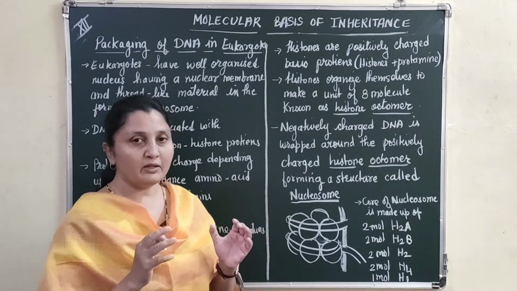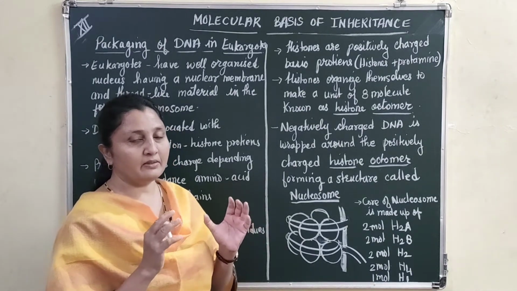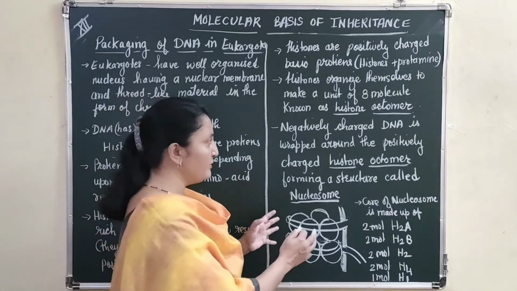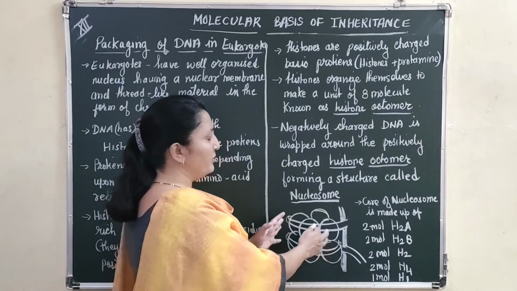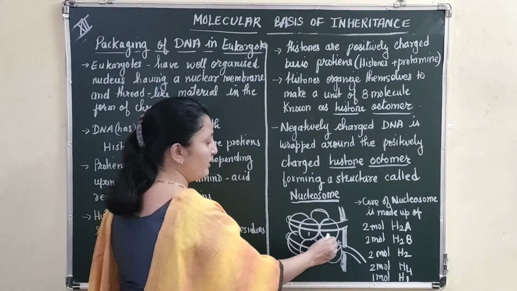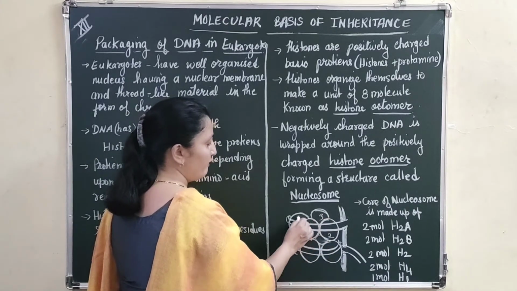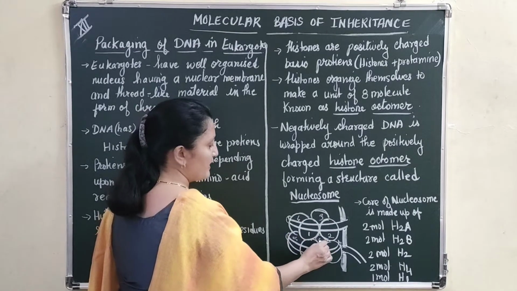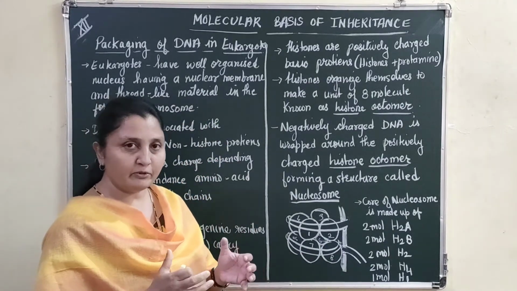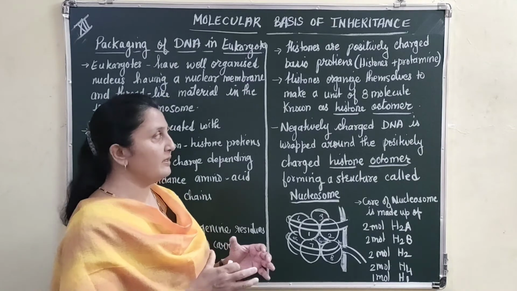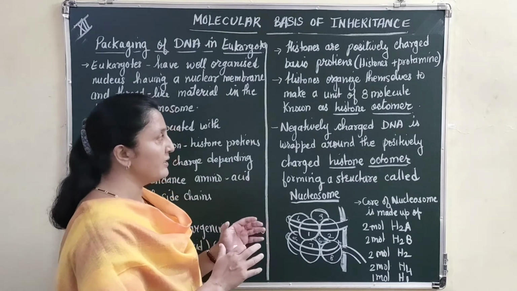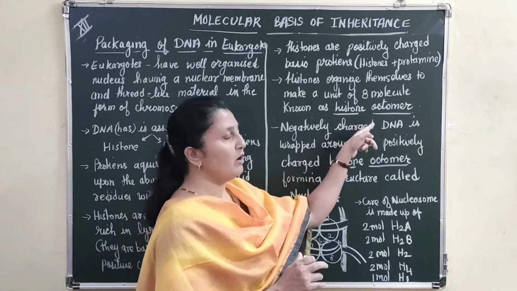Now 8 histone molecules come together to form a unit. So if you talk about histone molecules, this is the first histone molecule, 2, 3, 4, 5, 6, 7, 8. The 8 histone molecules come together to form a unit, and that unit is called a histone octamer.